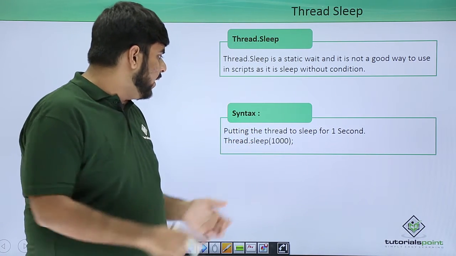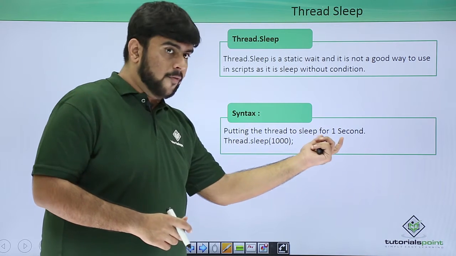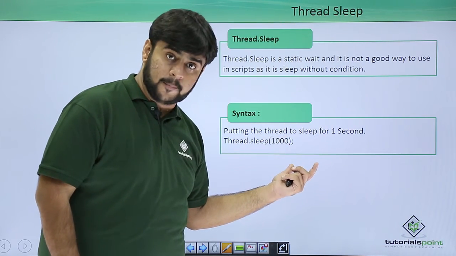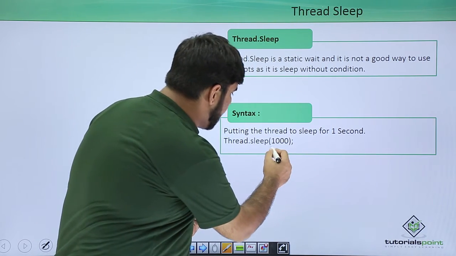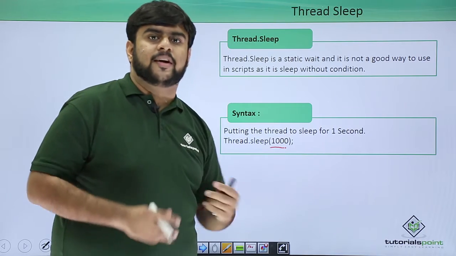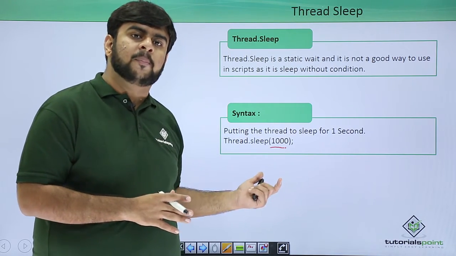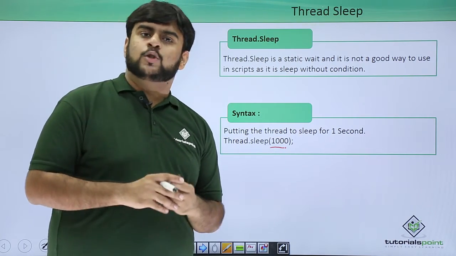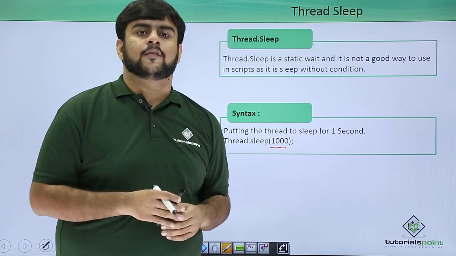Now, how do we put it? Say I want my thread to sleep for 1 second. I put it using Thread.sleep(1000). In the function, we pass an integer value, and this value means how much time you want the thread to sleep. So this would make the thread sleep for one second. Now let's do a quick demo and see the working of Thread.sleep.